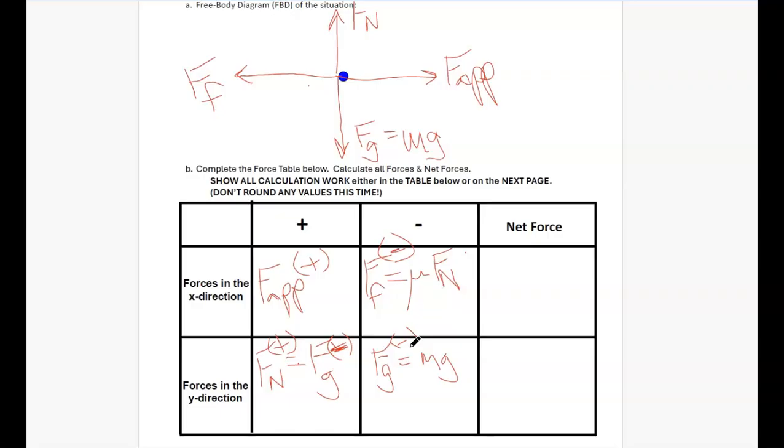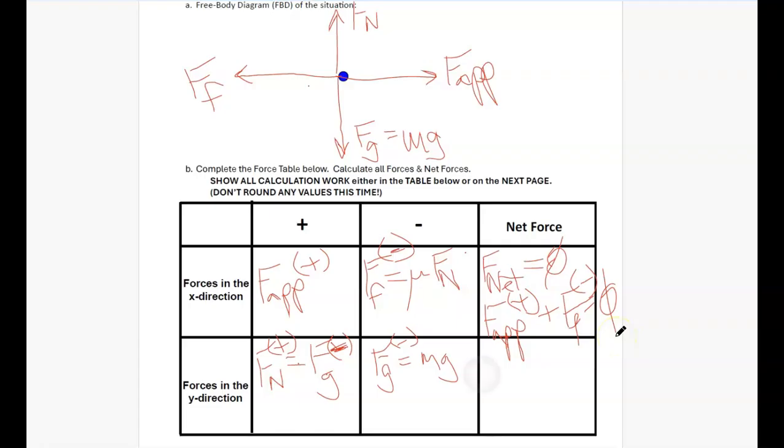So now we just add up the forces in each row to get the net force for both the x direction and the y direction. Well, the x direction, we already know the net force is 0. How do we know? Because it's moving at a constant speed along the floor. That tells us that the sum of the two forces, the applied, which is a positive number, and the friction, which is a negative number, must equal 0.